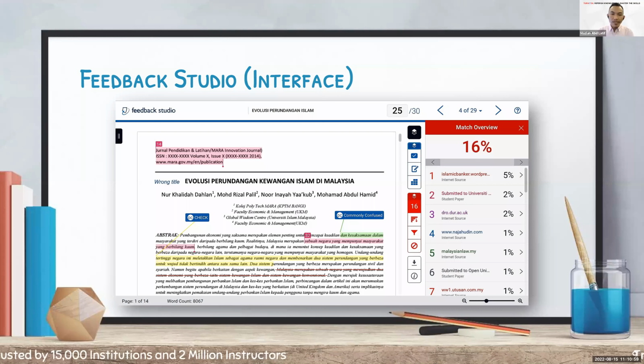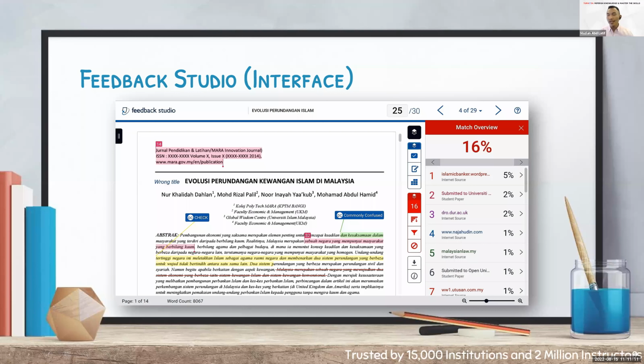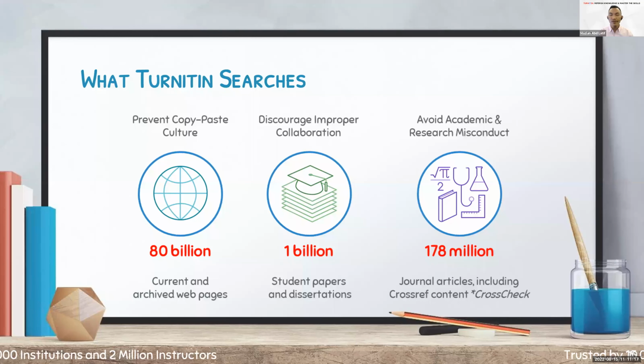There are three types of databases. The first one is current and archive internet copy. Currently, Turnitin has 80 billion pages indexed, and the good thing is it's still counting. Every day, Turnitin will index new web pages into the database. If you find out that your students like to copy from any particular websites, you can let us know, and we will ask Turnitin to index them into the database for free.